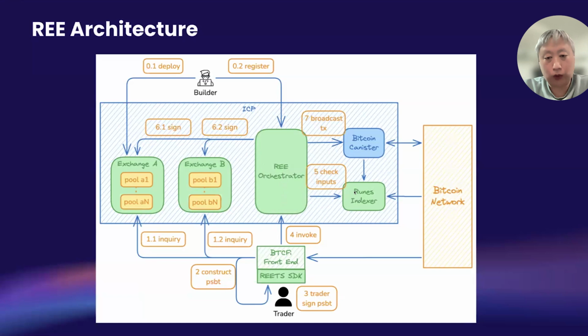And the orchestrator will query the on-chain runes indexer and also the Bitcoin canister to ensure that the inputs of the PSBT really contain the assets that they claim to. And so the trader and exchange cannot cheat on each other. After the check, the orchestrator will ask the exchanges to sign the PSBT one by one, and if all good, it will broadcast the transaction to the Bitcoin network.